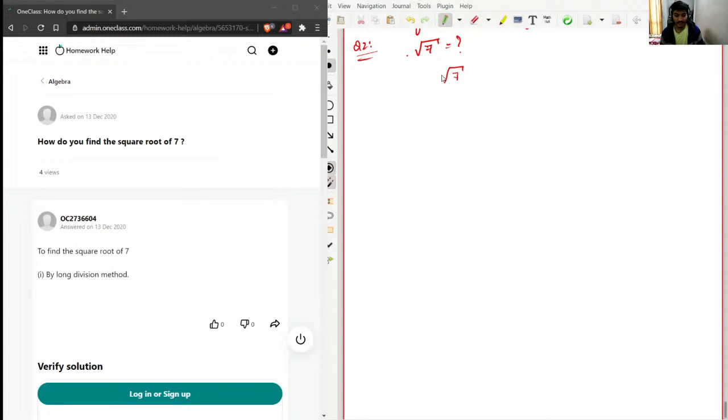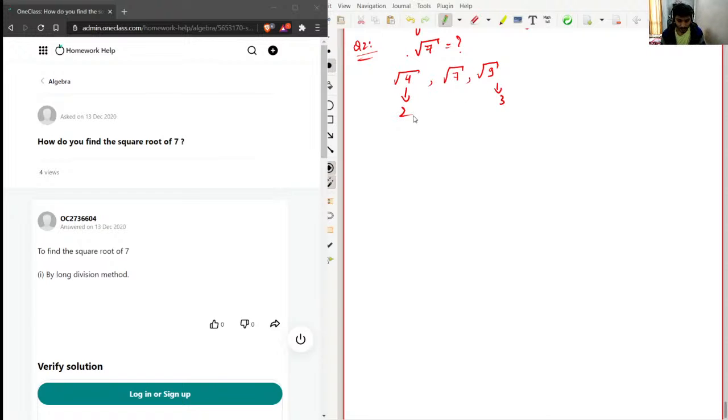We'll first identify the nearest perfect squares around this 7. The perfect square greater than root 7 is square root of 9, and less than root 7 is square root of 4. This is nothing but 2 and this is nothing but 3. So I can clearly see that my answer is going to be a number between 2 and 3.